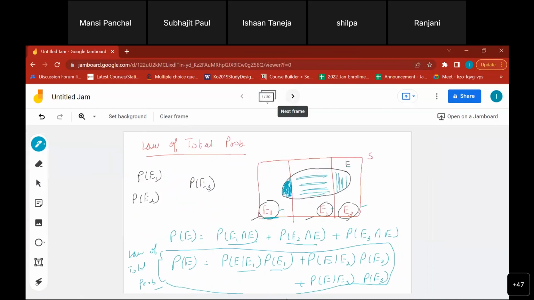E1, E2, E3 must be disjoint, right? Yeah, E1, E2, and E3, they all 3 must be disjoint. These are 3 parts of my sample space. You can have 4 parts, 5 parts. Accordingly, you will have the formula extended to E4 intersection E plus E5 intersection E, right? There could be n parts you can make of the sample space, and all those parts should be disjoint. Okay.